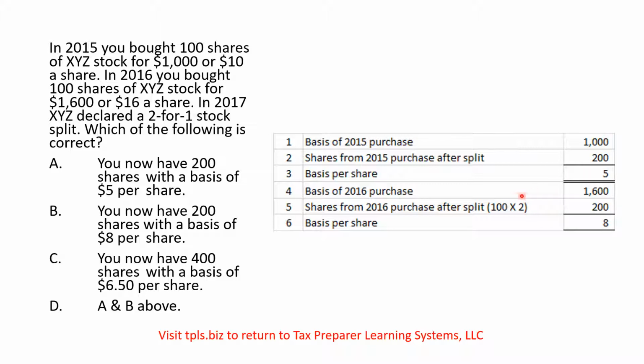Same with the 2016 purchase. 2016 had a $1,600 investment to begin with. We now have the 200 shares, 100 times 2, just like we had up here. We now have 200 shares, so the basis per share of the 2016 purchase is now $8. And so both A, 200 shares with a basis of $5 right here, and B, 200 shares with a basis of $8 right here, both A and B are correct.